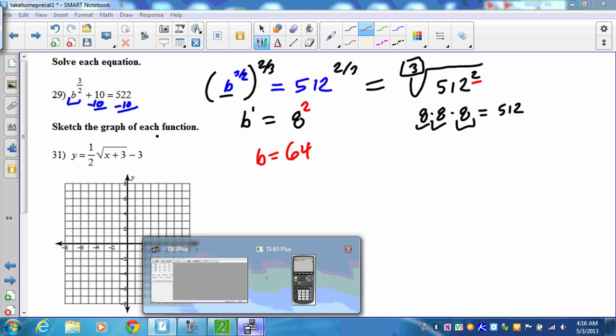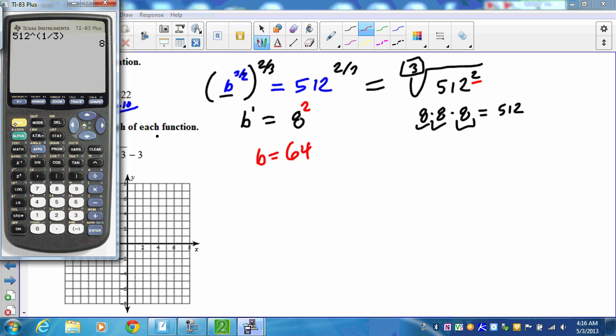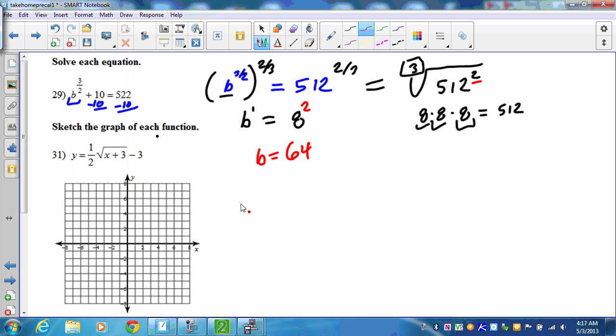Now, of course, on a problem like this, we could have just gone right back and instead of putting it to the 1/3 power, we could have just put it to the 2/3 power right here, and we still would have got 64. Okay, so not too tough on those.